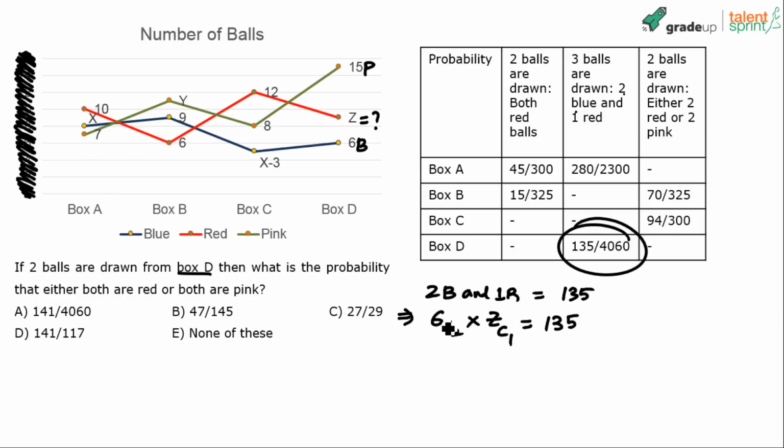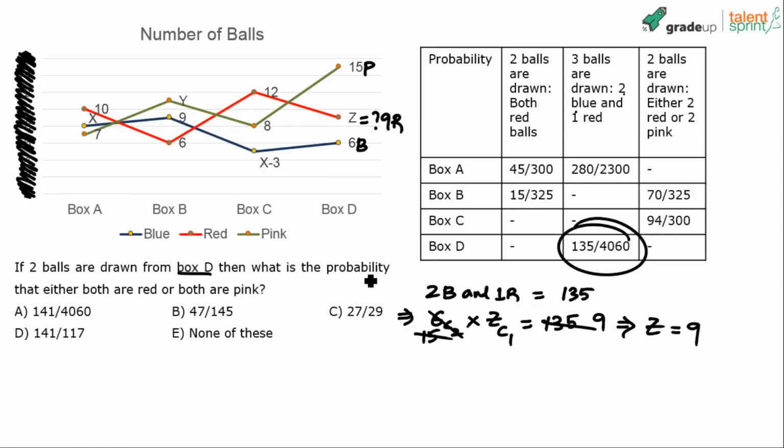So what happens? 6C2. 6 into 5 by 2. So 30 by 2, 15. This is equal to 15. Right? 6C2 is 15 and 15 goes into 135 9 times. So now I can say that ZC1 is equal to 9. And you know that ZC1 is equal to Z. So Z is equal to 9. So now I can say that there are 9 red balls. Not with respect to the y-axis. You have to find out the number of red balls. 9 red balls. Now that you've got 9 red balls, solve the question.